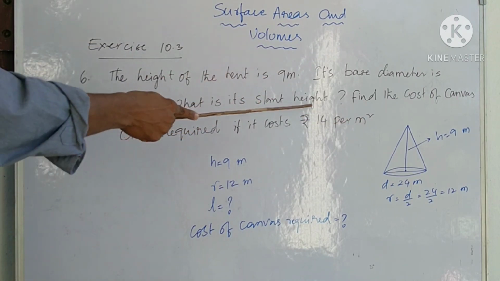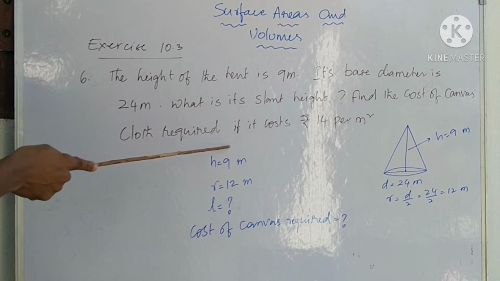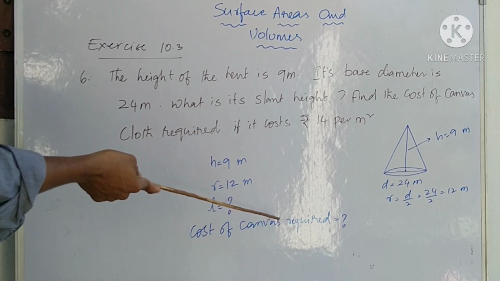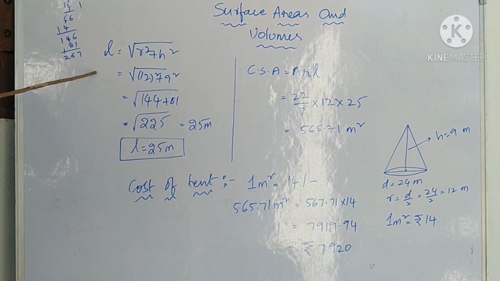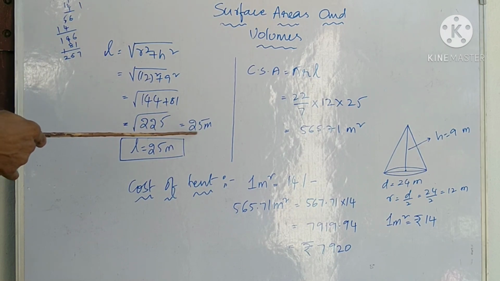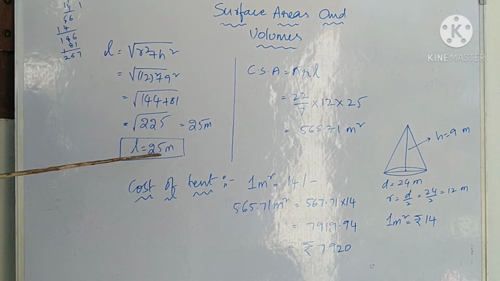So here slant height is question mark. Here L is the slant height. Formula is square root of r square plus h square, where radius is 12 meters and height is 9 meters. So 12 square plus 9 square is square root of 144 plus 81, that is 225. Square root of 225 is 25 meters. Here slant height is 25 meters.